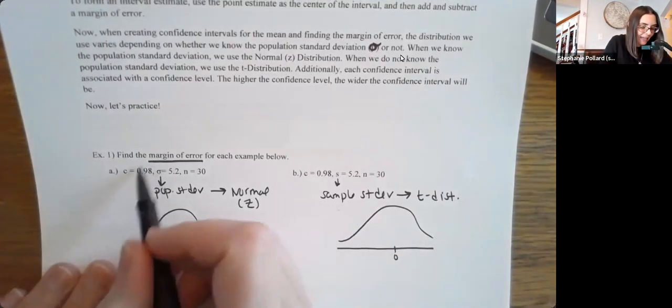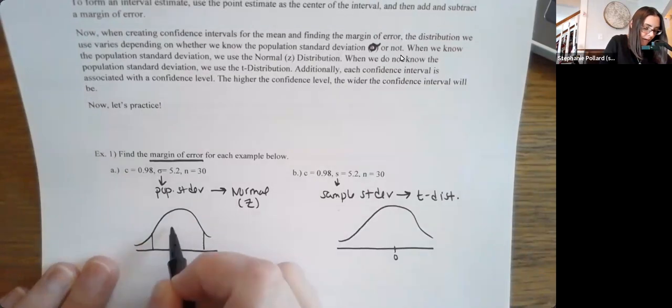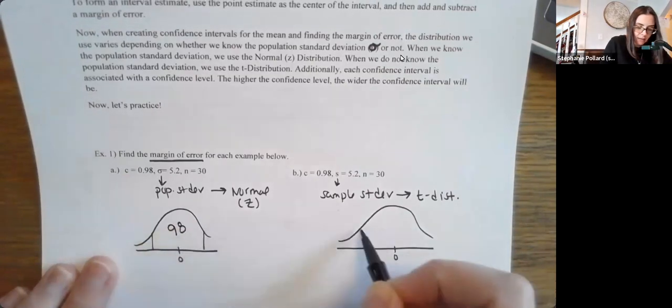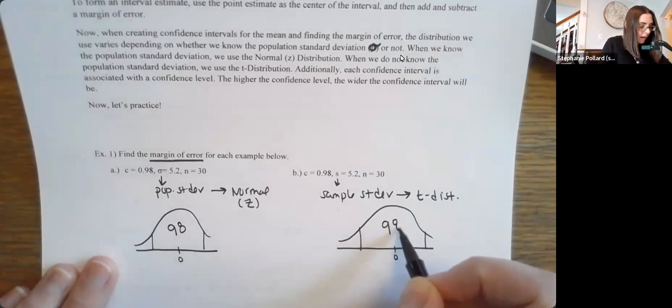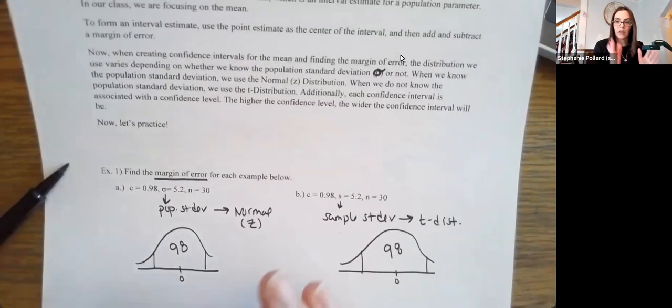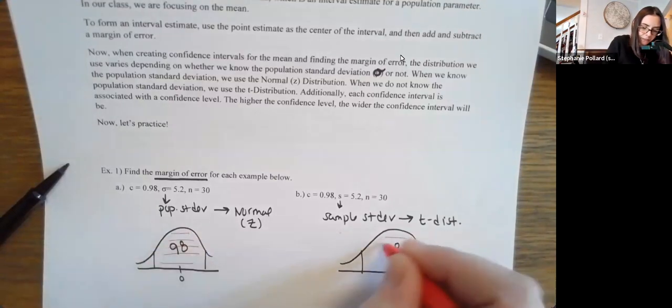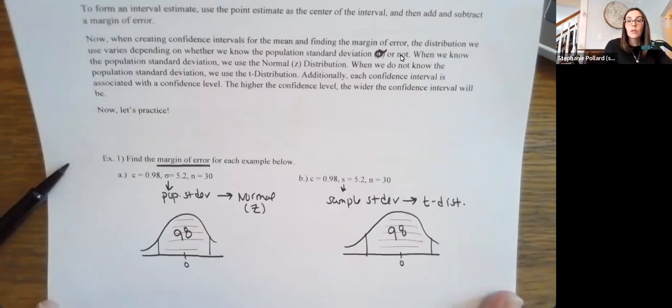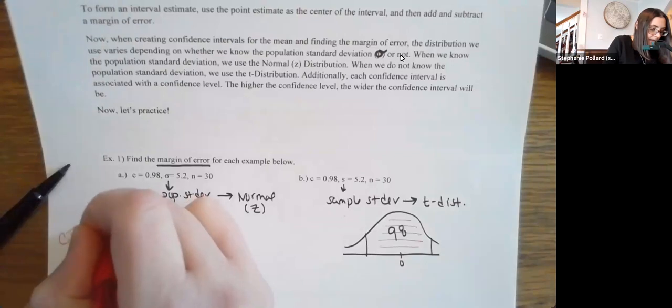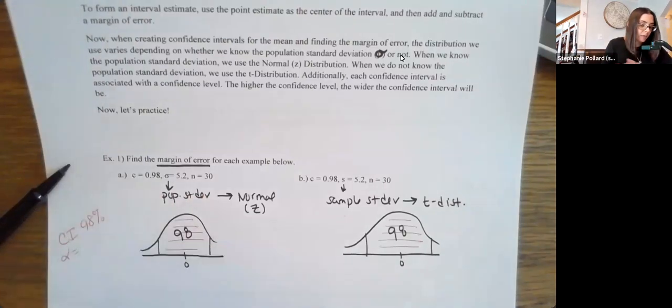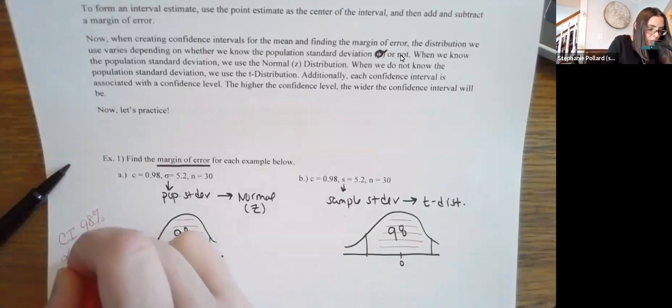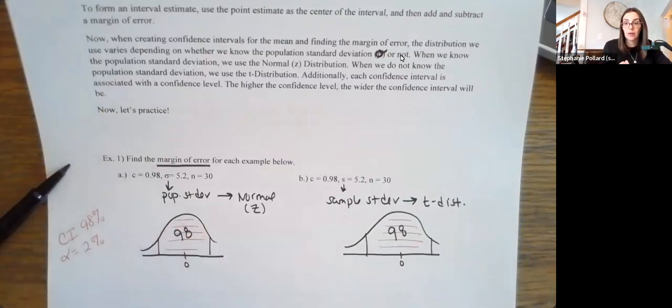So you have that 98% right in the middle. And again, for our class, we're doing the more traditional confidence interval, so everything is centered right in that middle there. So this is 98%. So the first thing we should find is the alpha. So what's the leftover piece? So if our confidence level is 98%, our alpha would be 2%, right? Because we want those to add to 100. So we're going to have 2% there.